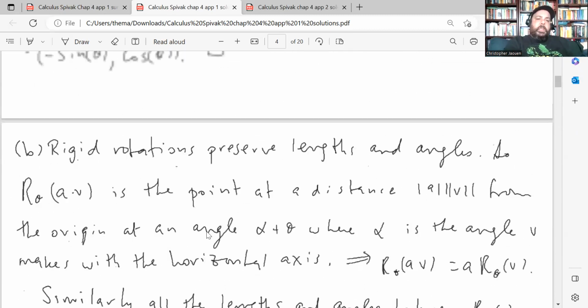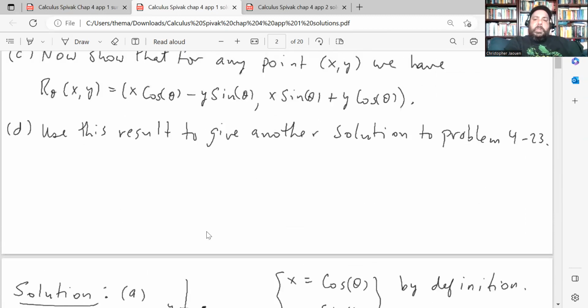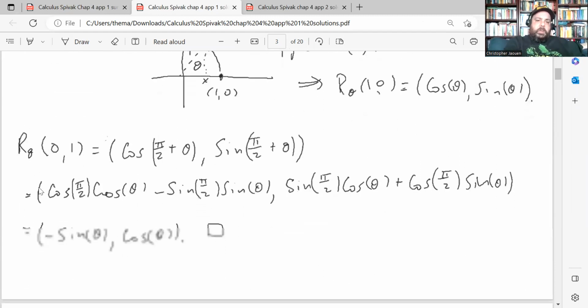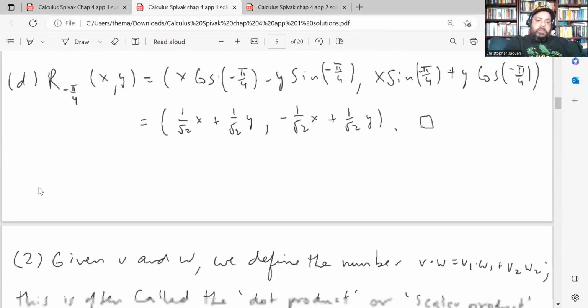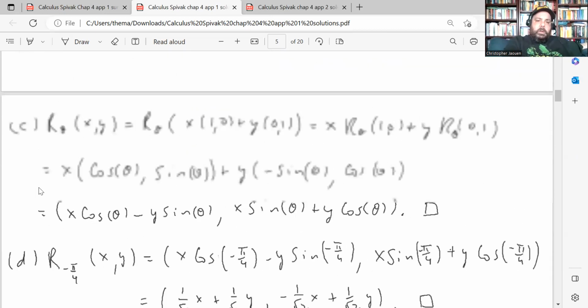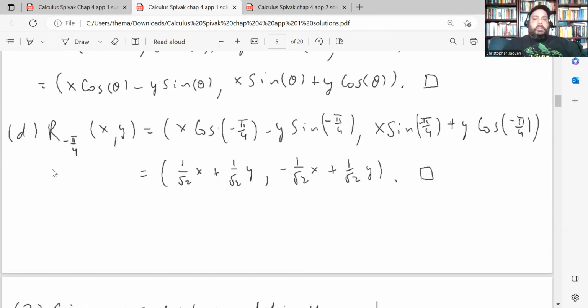And then lastly, in part D, they say use that formula to give another solution to problem 4.23. That was the last problem that we did in the chapter 4 problems. So here it's relatively easy because you just plug in. In problem 4.23, you're thinking of it as a passive transformation. So the axes are rotating. Here we're thinking of it as rotating the vector itself through an angle of -π/4.